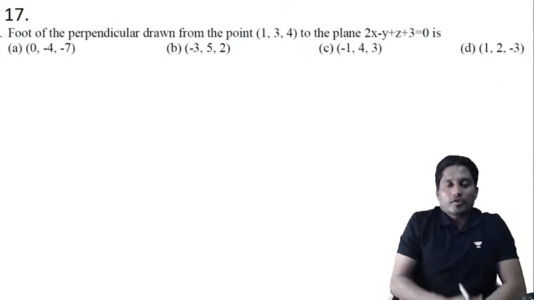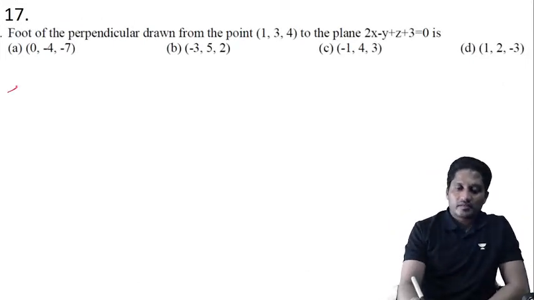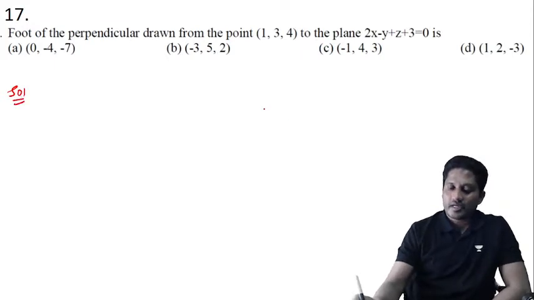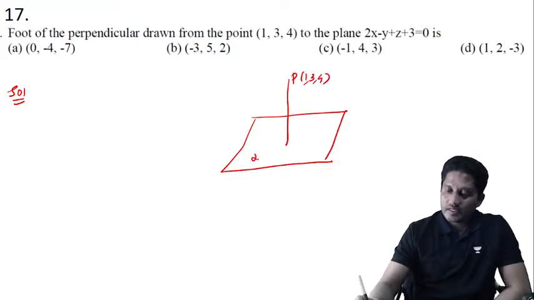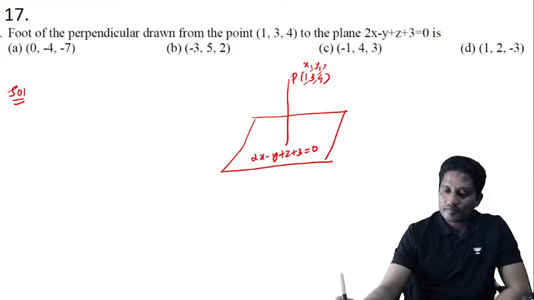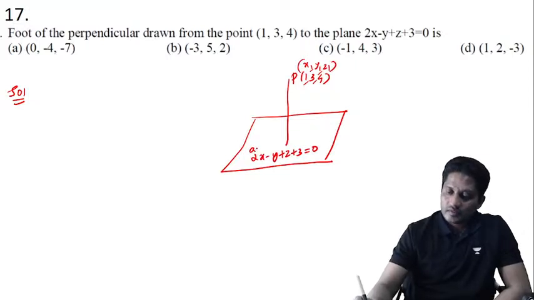Question number 17. Foot of the perpendicular drawn from the origin to the plane. I repeated a similar question in 2023 as well. The foot of the perpendicular drawn from the point (1, 3, 4). Plane equation is 2x minus y plus z plus 3 is equal to 0. This point is x1, y1, z1. This is ax plus by plus cz plus d is equal to 0. a is equal to 2, b is equal to minus 1, c is equal to plus 1.